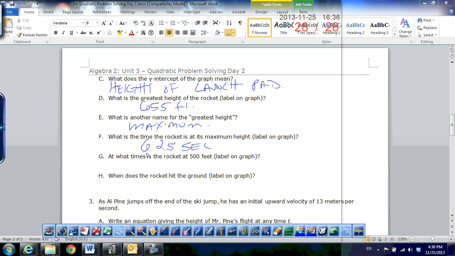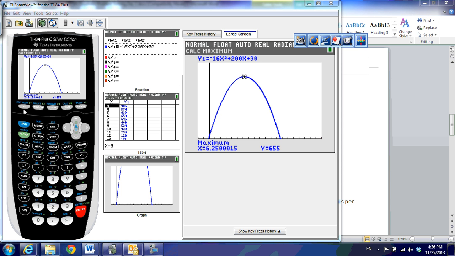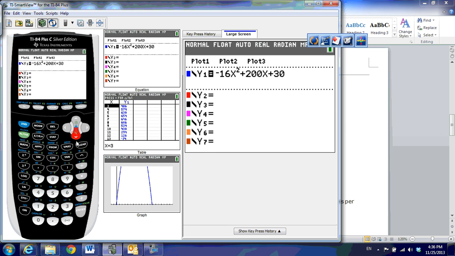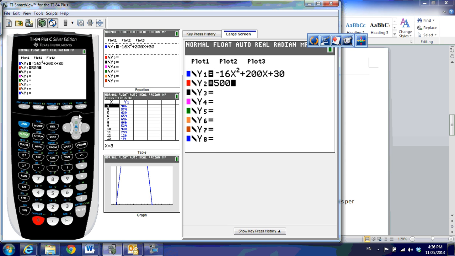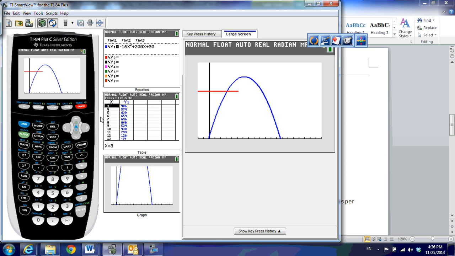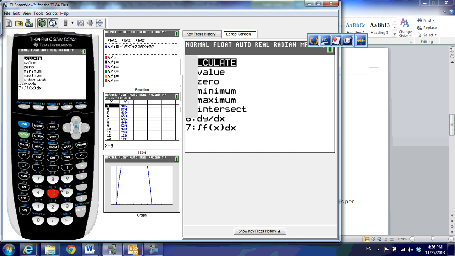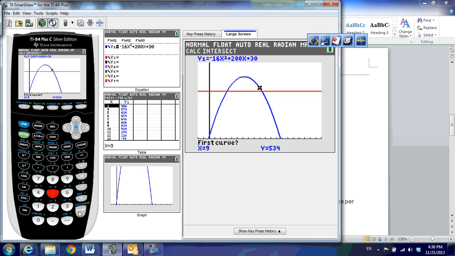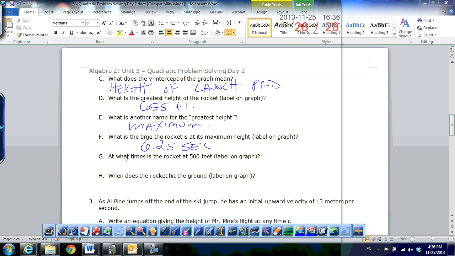It wants to know at what time the rocket is at 500 feet. So we go under Y2 and put in 500, and see where they intersect. I got a red and blue line; you probably just got 2 black lines. Second trace, intersect. I want to find where these 2 intersect. Enter, enter, and arrow over to where they intersect on the left. If you don't do this, you're probably going to get 2 of the same answer, which is not very beneficial. So 3.14, I guess.